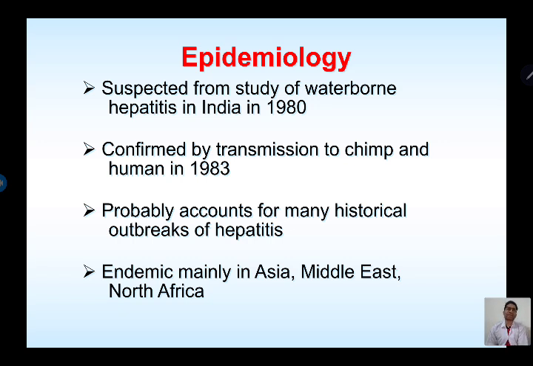Epidemiology is suspected from the study of the waterborne hepatitis in India in 1980. Confirmed by the transmission to the chimp and human in 1983. Probably the account for the many historical outbreaks of hepatitis and endemic mainly in Asia, Middle East and North Africa.